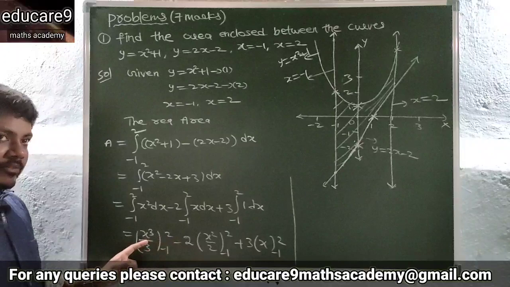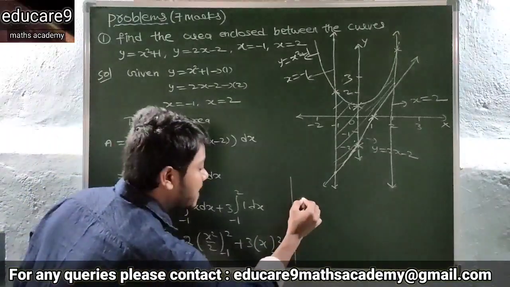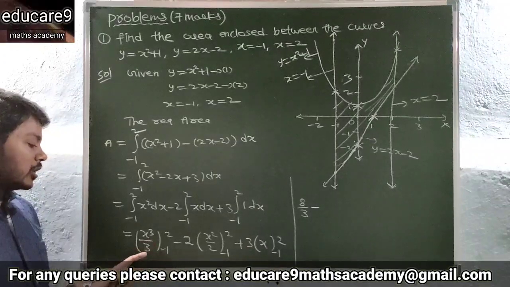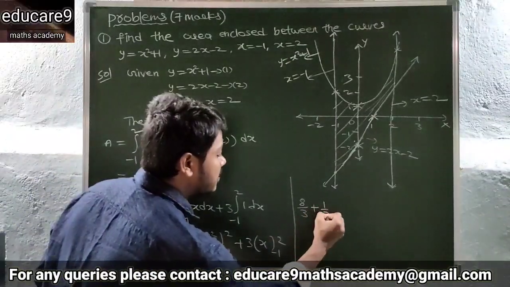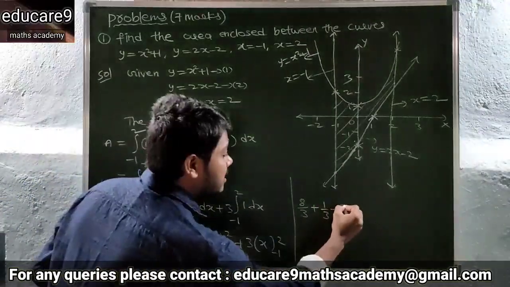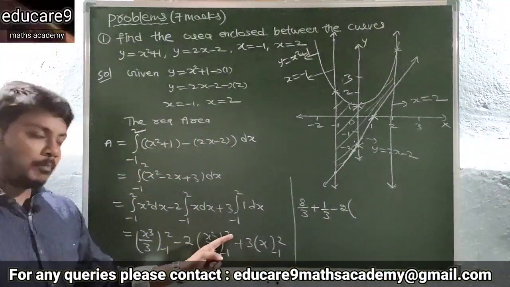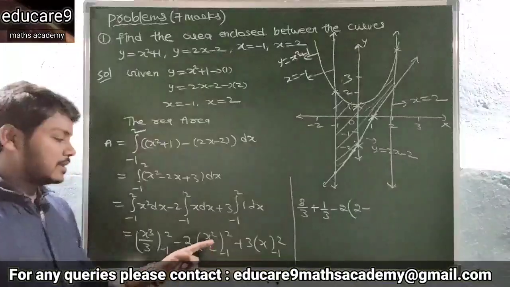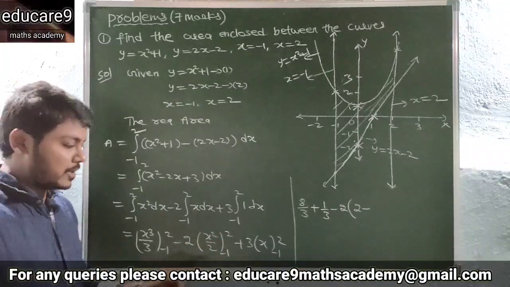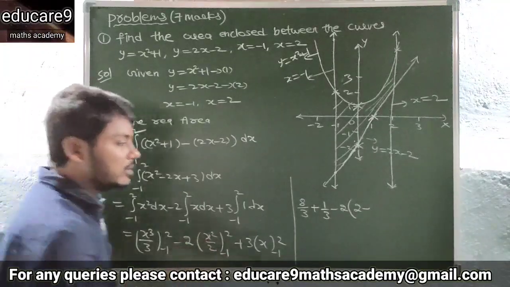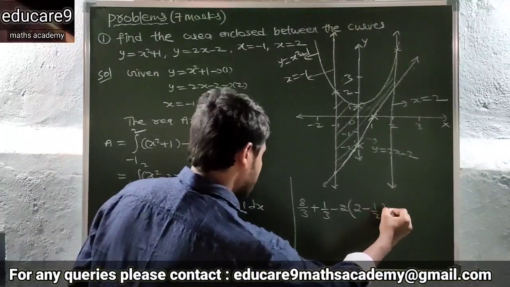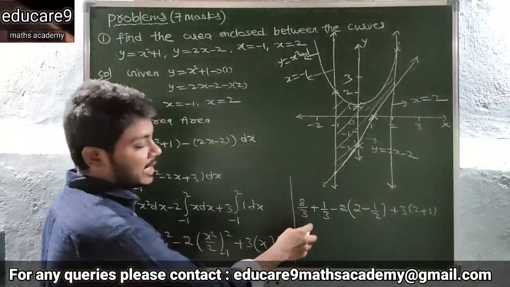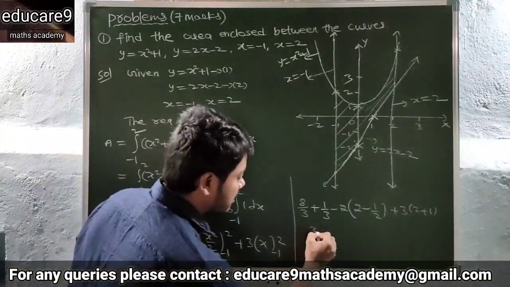So clearly apply the upper limit first. 2 cube, 8 by 3, minus, apply the lower limit, minus 1 cube by 3. So you will get plus 1 by 3. So minus 2 into, apply the upper limit, 2 square, 4 by 2. You will get 2 minus, apply the lower limit, minus 1 whole square by 2, that is 1 by 2. So plus 3 into 2 plus 1. So 8 plus 1, 9 by 3. 9 by 3 is 3.